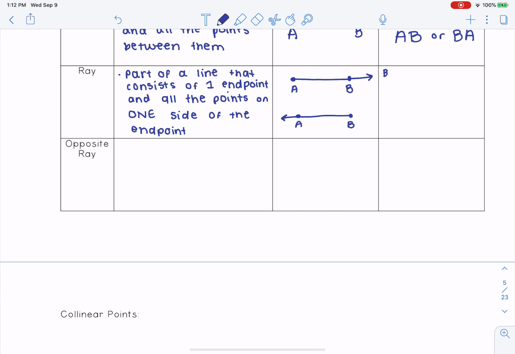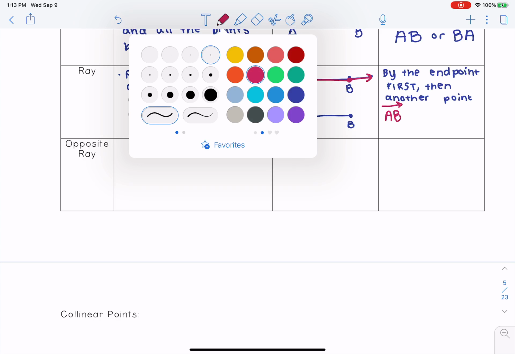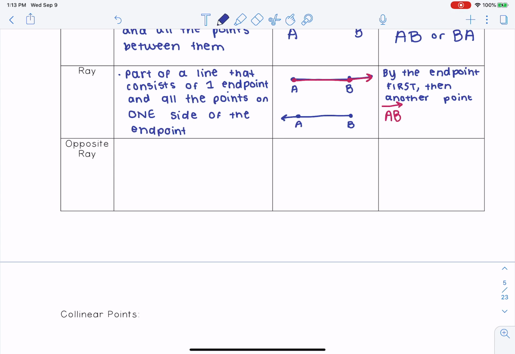You have to name this by the endpoint first, then another point. So this first example, which I'll re-highlight in pink, is AB with the line to the right. The second example is BA with the line to the right. So with rays, you might think, well, why didn't I draw it like this?